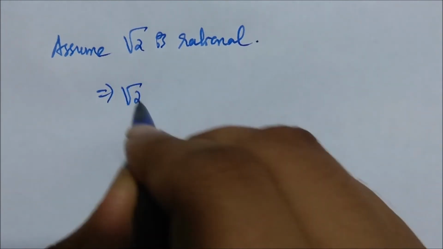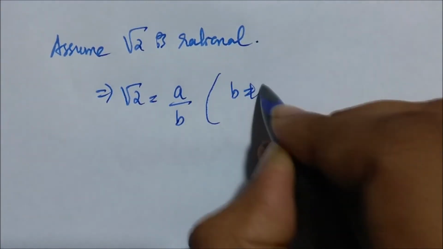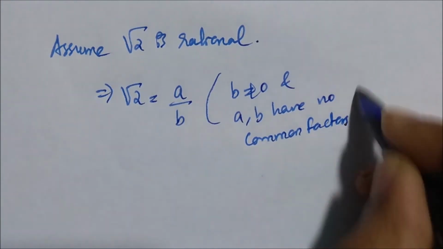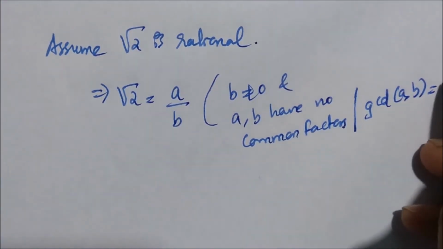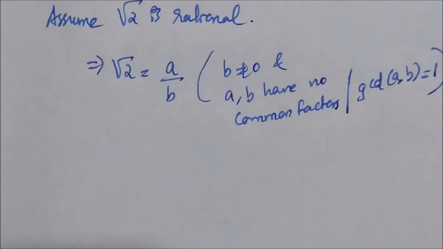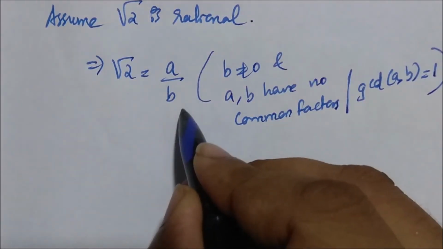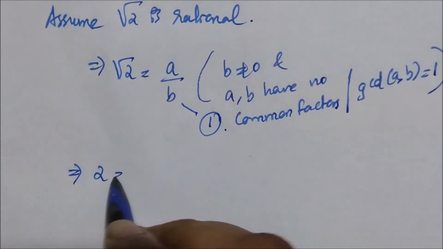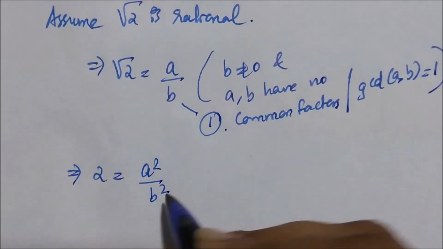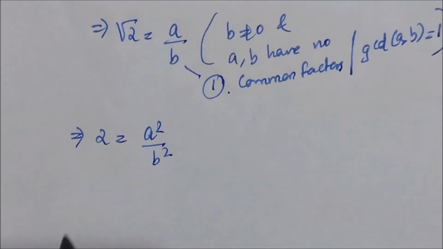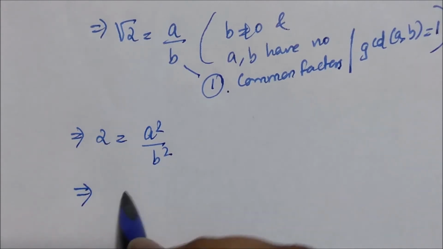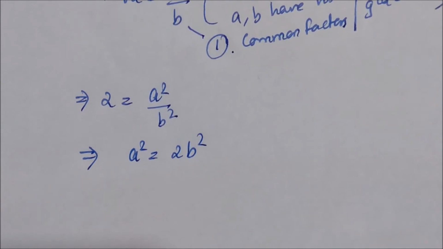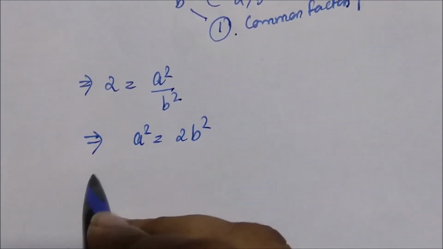So since we assumed root 2 is a rational number, we can write root 2 as a by b, where a and b are integers with b not equal to 0, and GCD of a, b is 1, where a and b have no common factors, which means that root 2 is written in its simplest form. Alright, so now let's call this equation number 1. We square this equation number 1 to get 2 equal to a square by b square, right? And from this we get that a square equal to 2 into b square.